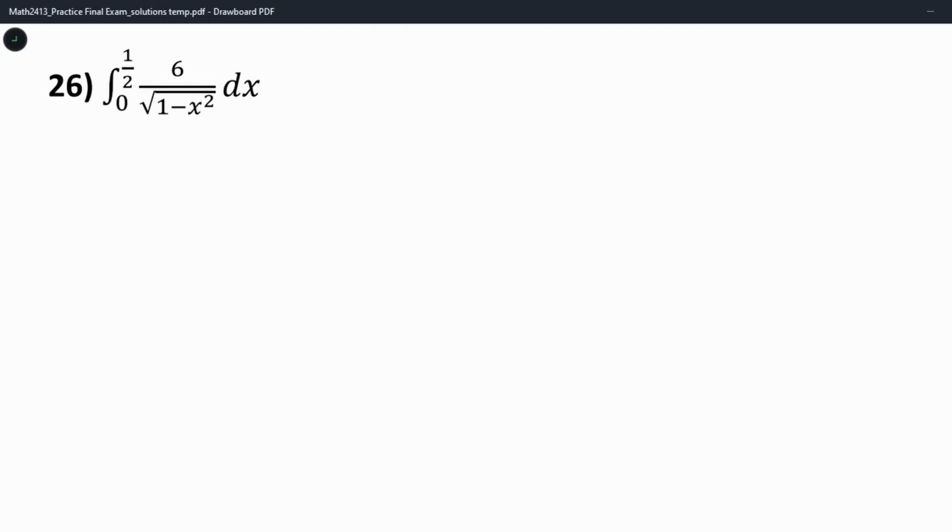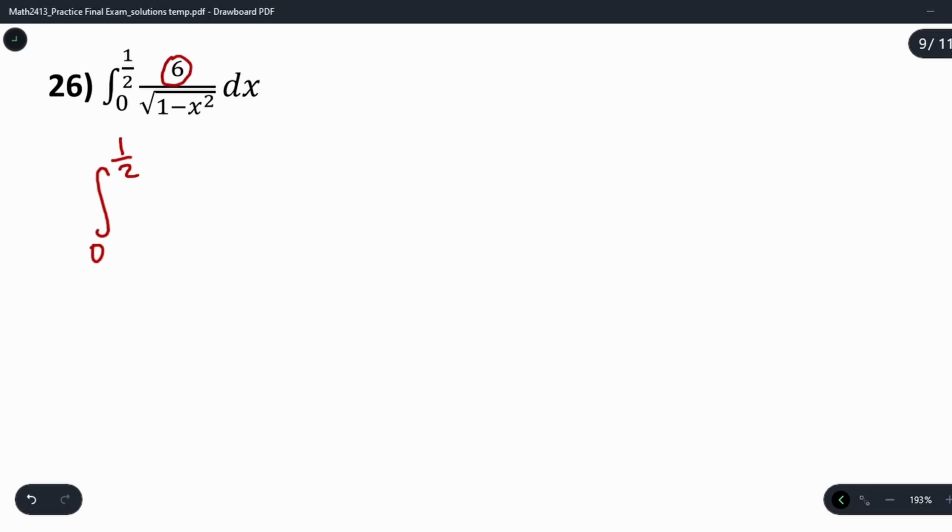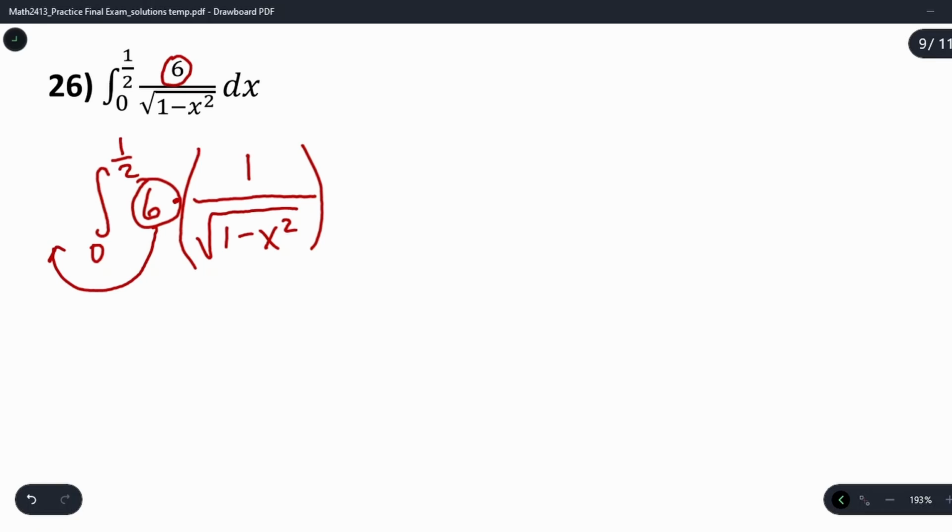Next, number 26, we have another definite integral. What I want to do first is rewrite this integral in a different format. Notice that the numerator is 6. What I can do is pull that to the front as the coefficient of 1 over the square root of 1 minus x squared. And then since this is now a coefficient of this fraction, I can actually pull that in front of the integral. So that's going to give me 6 times the integral from 0 to 1/2.